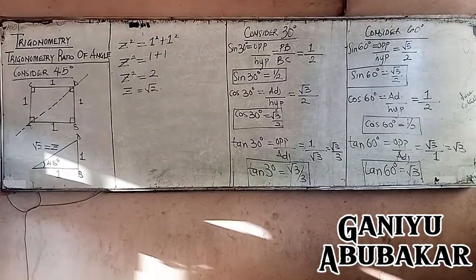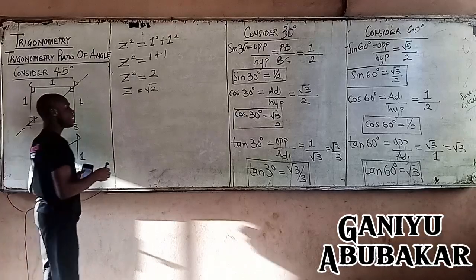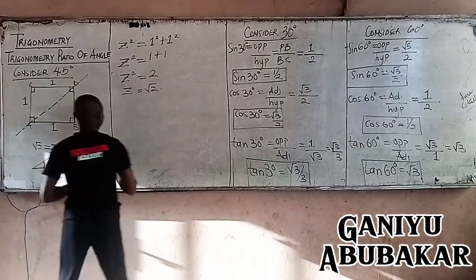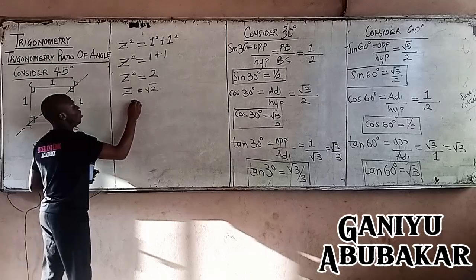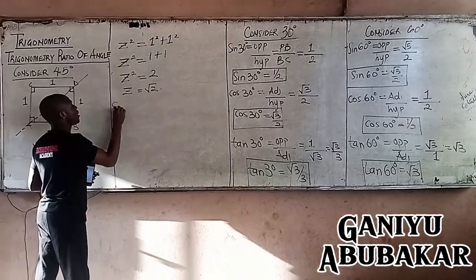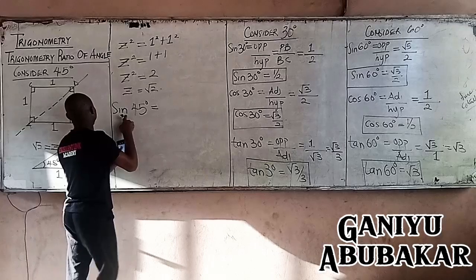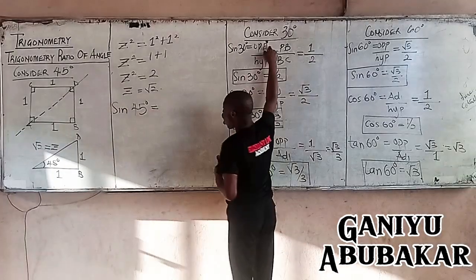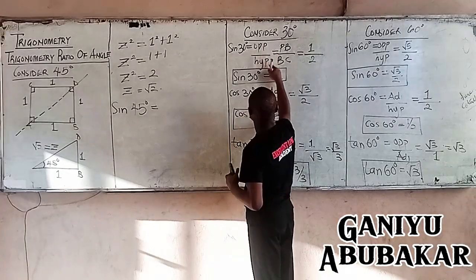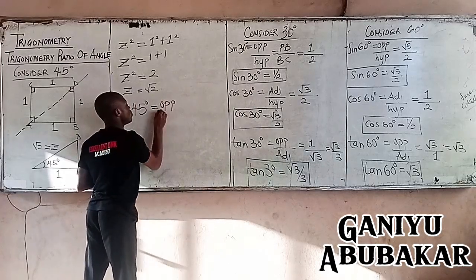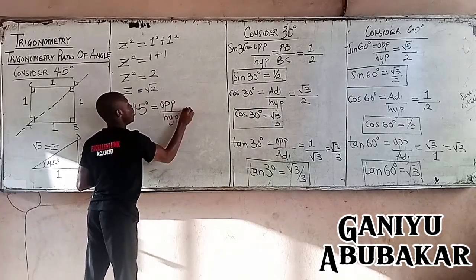Now let's start with our derivation, for sine, cos, and tan. So let's find the sine of 45 degrees, please. What's the sine expression? Opposite over what? Hypotenuse. So I have opposite over hypotenuse.